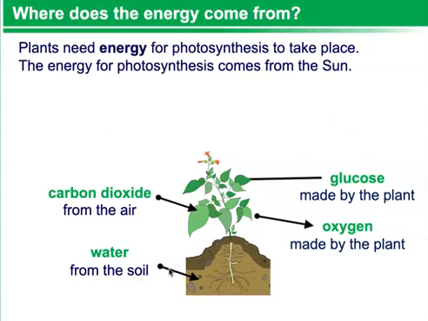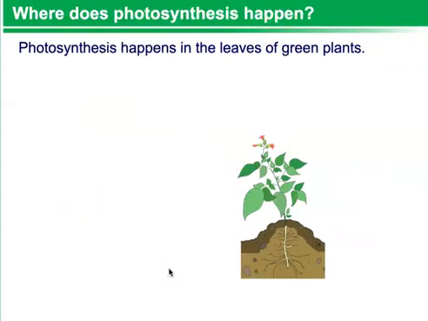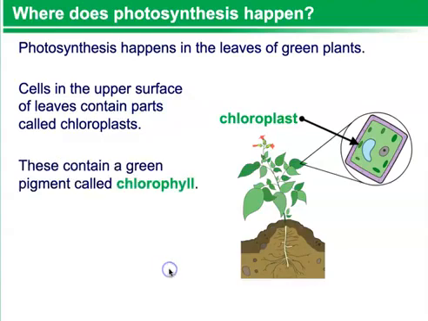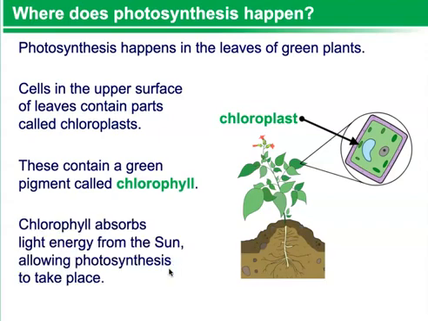So where does the energy come from? Plants need energy for photosynthesis to take place. The energy for photosynthesis comes from the sun. Where does photosynthesis happen? Photosynthesis happens in the leaves of green plants. Cells in the upper surface of leaves contain parts called chloroplasts. These contain a green pigment called chlorophyll. Chlorophyll absorbs light energy from the sun, allowing photosynthesis to take place.